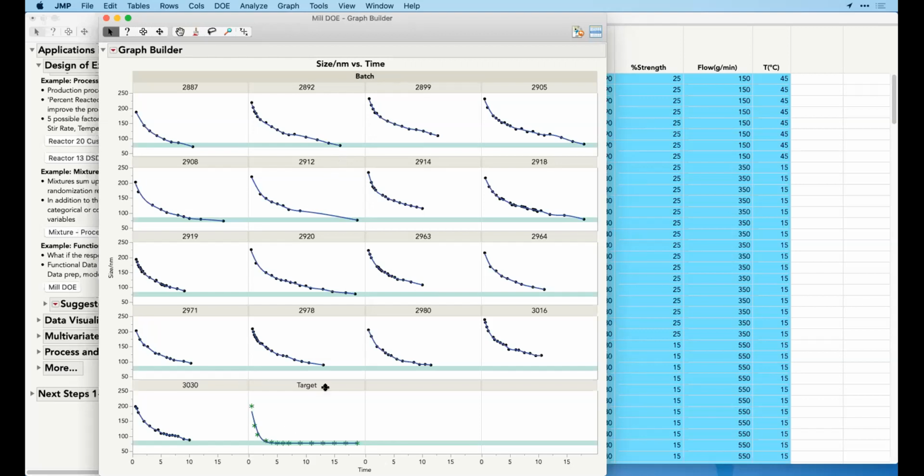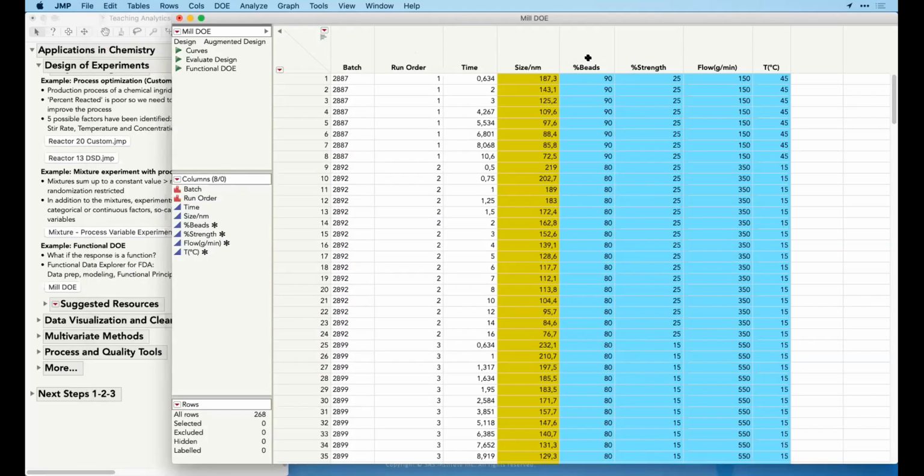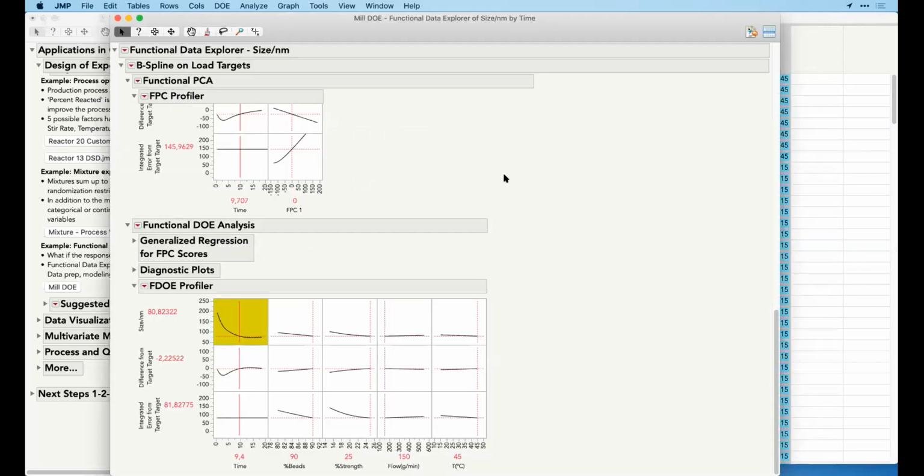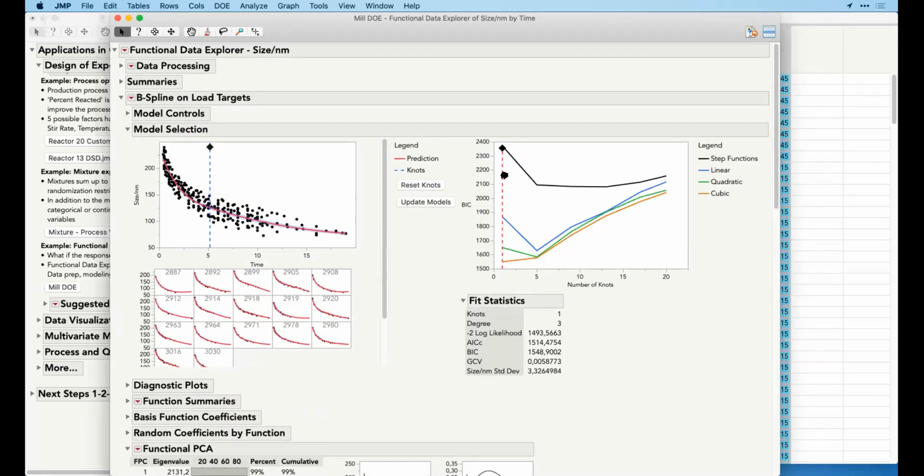And this batch down here, this is our golden curve where we want to be. So drop very quickly and then stay in the green region in our target zone. So this is our target, and the question is how to find the best settings for our four factors to get as close to this target as possible. This can be done by using functional DOE.